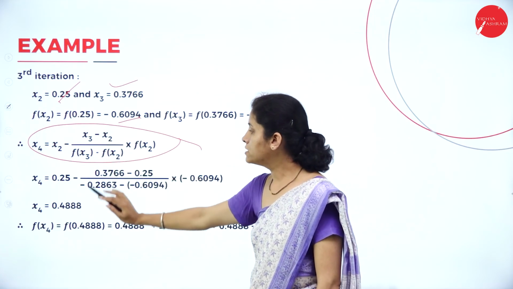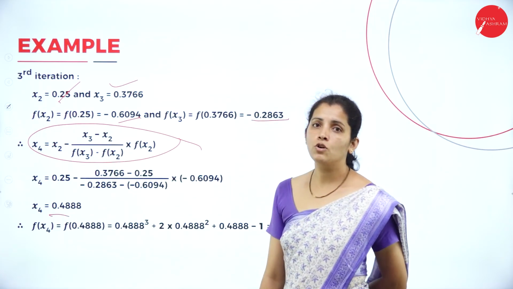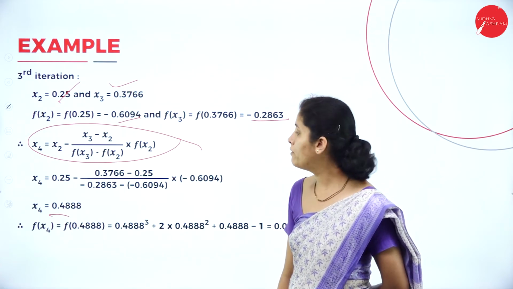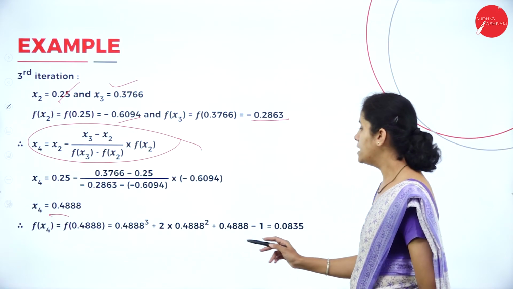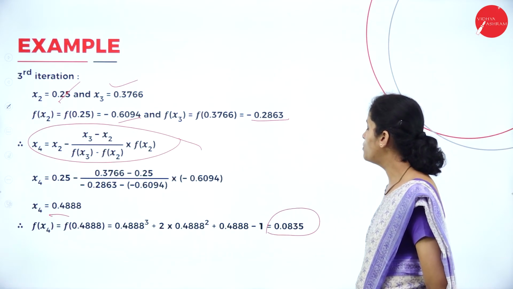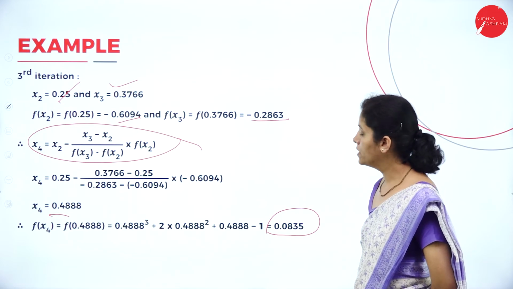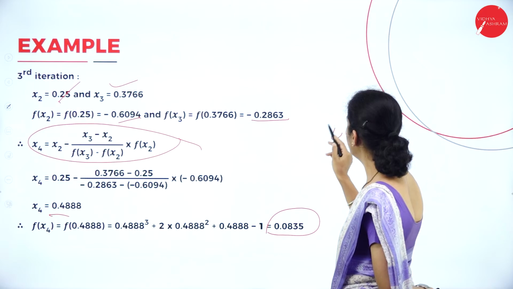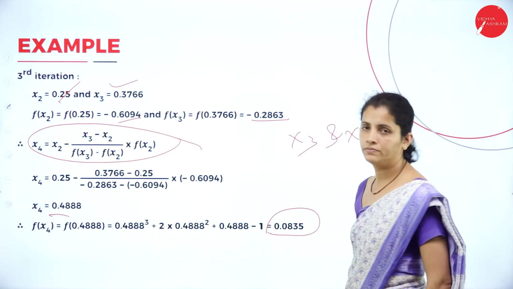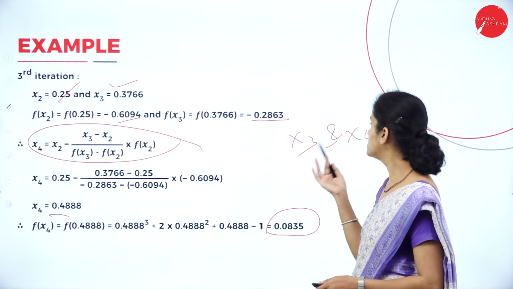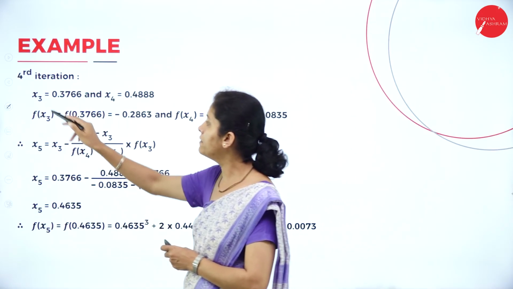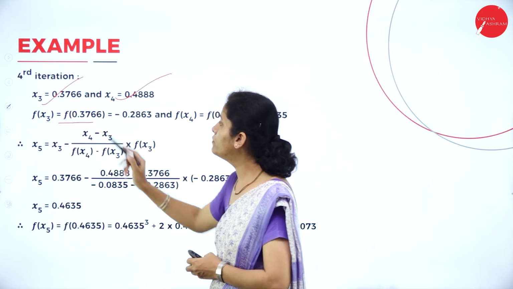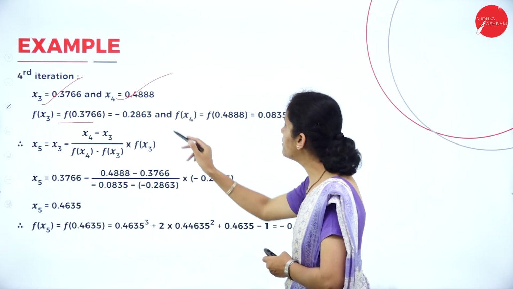Now, after substituting, I'll get the answer 0.4888. Now I'm going to find f of x4. When I take f of x4, I'll get 0.0835. For the next iteration, I'm going to consider x3 and x4. See here, I have x3 and I have x4. Now I'm going to find f of x3 and f of x4.